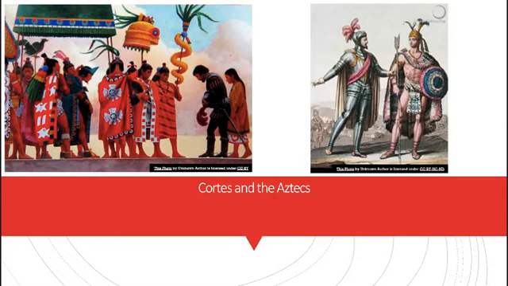Cortez, when he arrives, I want you to imagine you're an Aztec person. You see these big, white, hairy dudes riding on horses, getting off of a vessel across the ocean, the size of which you had never seen before. Biggest boat you'd ever seen is a canoe. And they're getting off there and they're wearing these big metal suits. And they have this symbol on their chest.